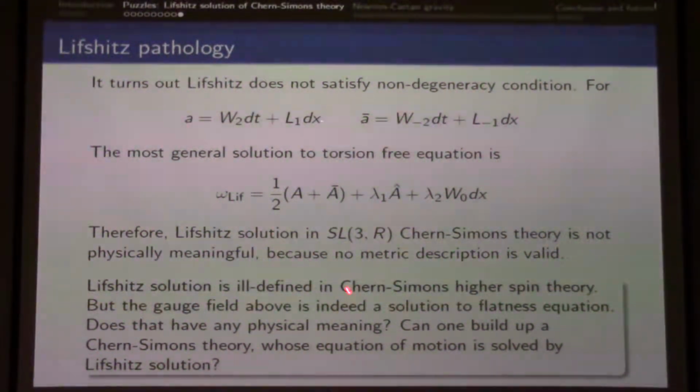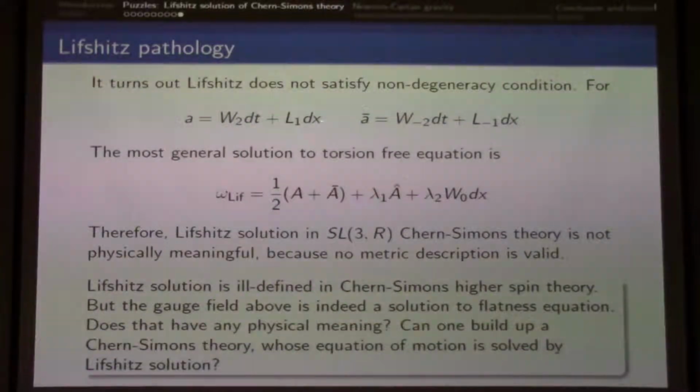So the conclusion, the lesson we learned from this part, is that Lipschitz solutions in SL3 Chern-Simons theory are pathologically defined because of this degeneracy. But this also raises another question. After all, this gauge solution is a solution to the Chern-Simons vielbein equation. So the question is, can you build up a Chern-Simons action whose equation of motion has this as the solution, and this part could have a Lipschitz space-time interpretation as a classical solution? If this works, then we can possibly build up a holography for Lipschitz space-time.